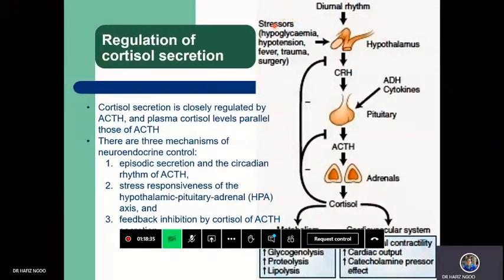And the other one is stress responsiveness. That means stressors such as hypoglycemia, hypotension, fever, trauma, all these can affect CRH release. If you are hypoglycemic, basically you are going to cause more CRH secretion, so ACTH secretion increases, and then cortisol. And then there's a feedback inhibition by cortisol on ACTH.